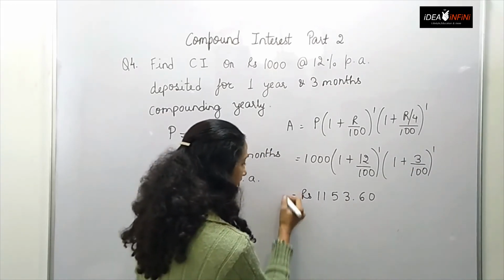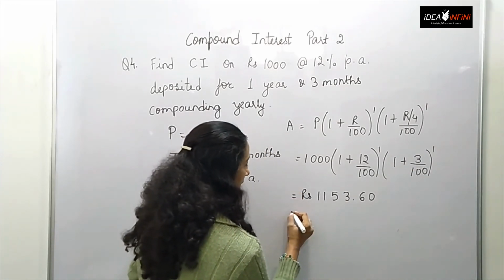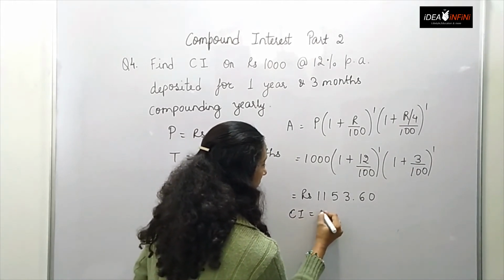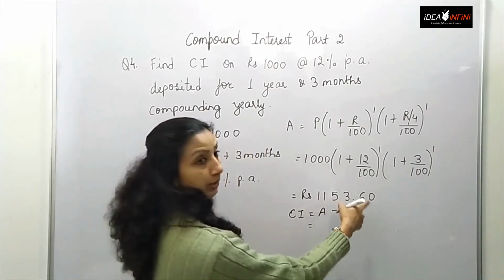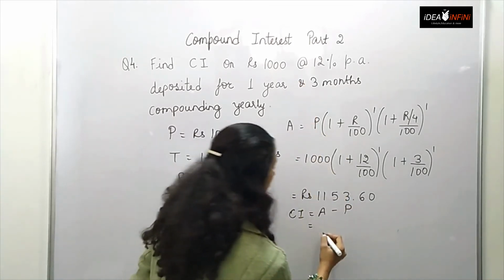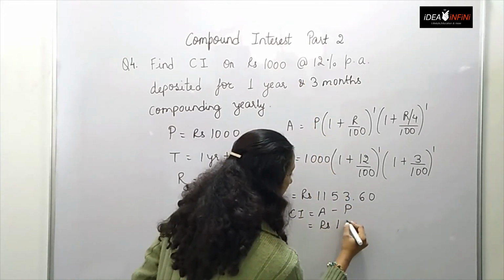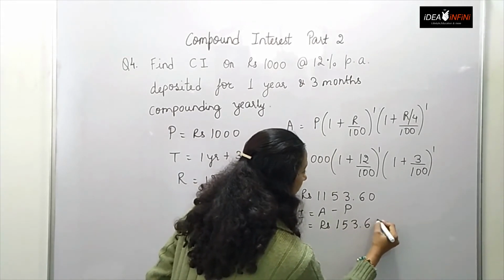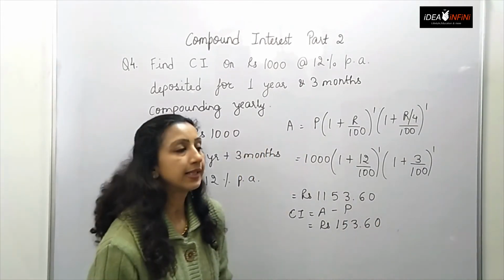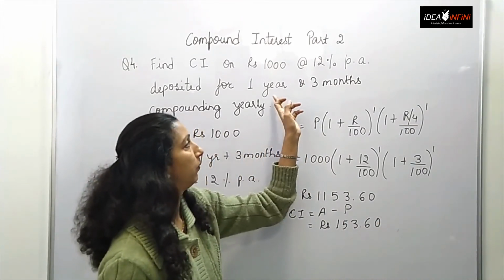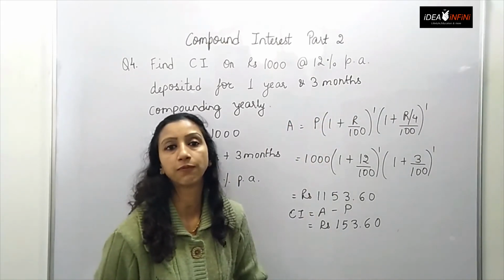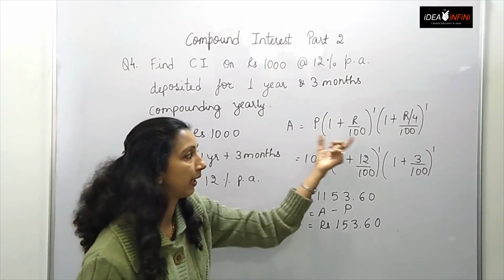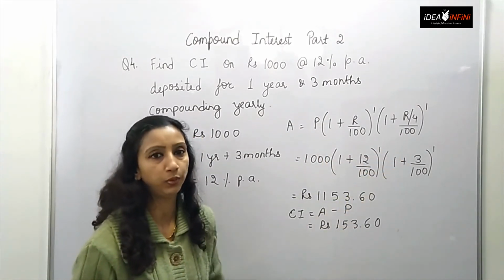So now, once again, on solving this, I get 1153.60, and this is my amount. So for CI, I do A minus P. A is 1153.6 minus 1000. So the CI will be rupees 153.60. This is the method we apply when 1 full year is given, or suppose 2 years are given and a few months or few days are given. So we have to break it up into 2 parts and then solve.